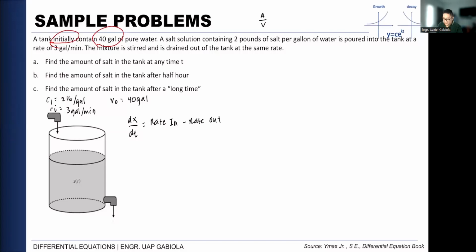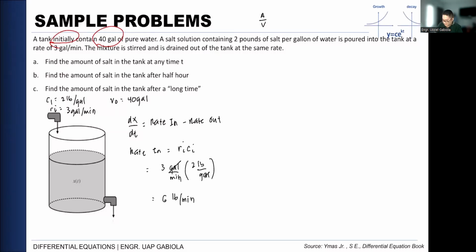Okay? So yung rate in natin, that is Ri Ci. Okay? So yung unit natin is, Ri natin is 3 gallons per minute. Yung Ci natin is 2 pound per gallon. Okay? So magka-cancel out yung gallon, matitira natin is 6 pound per minute. Yan yung rate in natin.